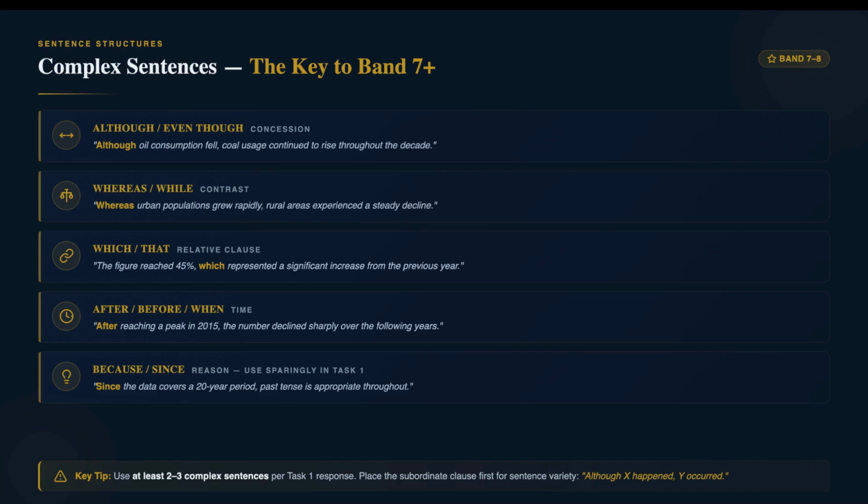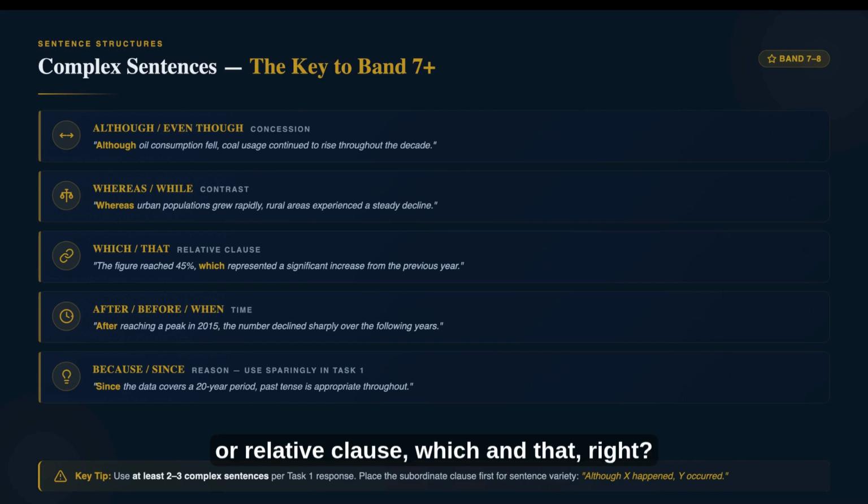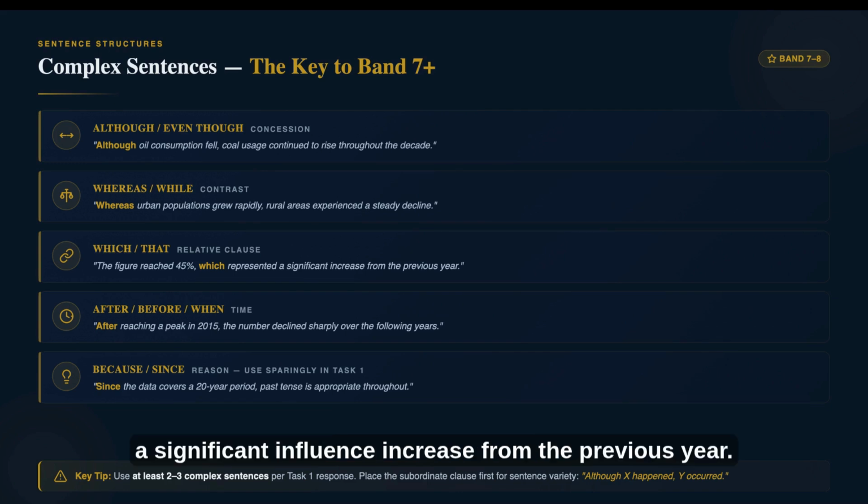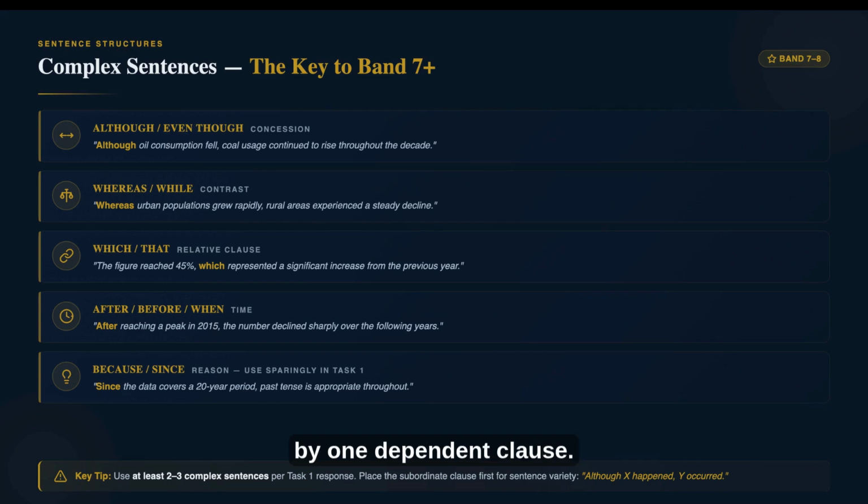Right, another example. So we have these two relative pronouns or relative clauses, which and that, right? For example, the figure reached 45%, which represented a significant increase from the previous year. So in this case, we see one independent clause followed by one dependent clause.